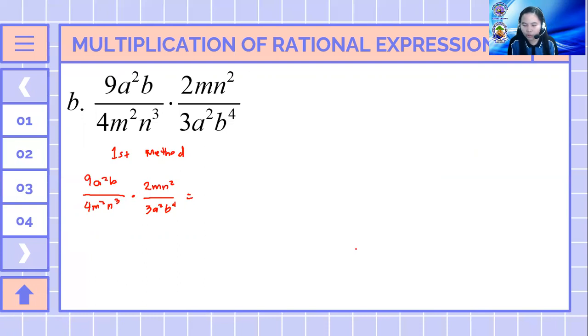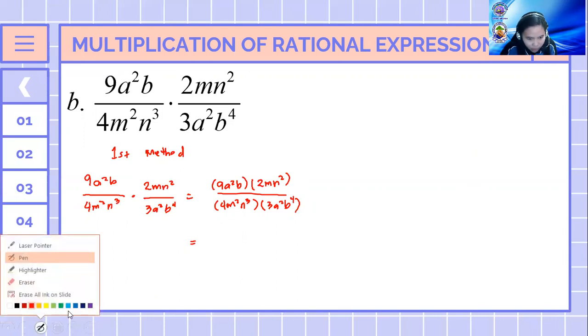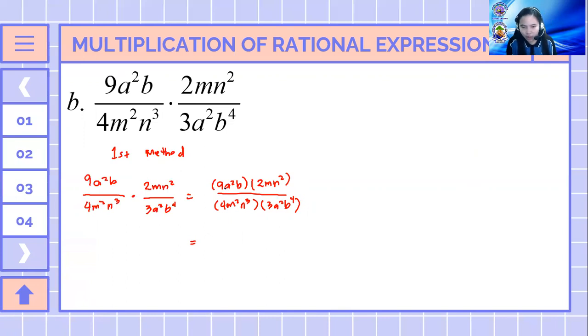For the first method, you have to find the product of numerators and denominators, right? So we have 9a squared b times 2mn squared over 4m squared n cubed times 3a squared b raised to the fourth power. And then let's simplify the factors or the numbers that have the same factors. Let me use a different color of pen. We can simplify 9 over 3, so 3 will become 1 and 9 will become 3. Same with 4 and 2: 4 will become 2 and 2 will become 1.